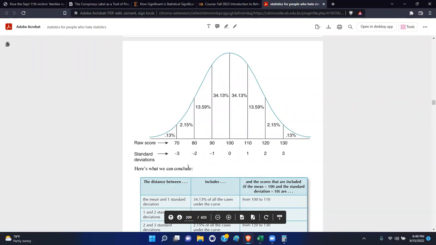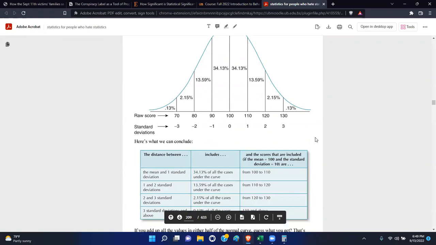These values, negative 3, 2, 1 and positive 1, 2, 3, they don't change either, because these are essential features of the normal distribution. So you should be able to infer what the standard deviation is. And if you said 10, then you are correct. You either read it down here, or you could see that our raw scores differ by 10 every time you change one standard deviation above or one standard deviation below the mean.